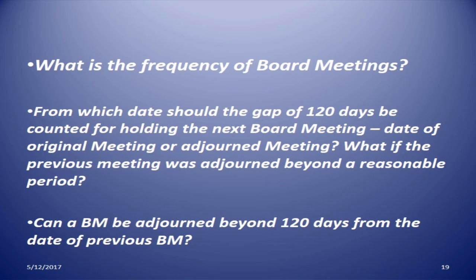Suppose a company holds its first board meeting on 1st of January. This meeting stands adjourned. The quorum is not there. This meeting stands adjourned to 8th of January. Now the next board meeting has to be called by the company within 120 days of the original board meeting. Meaning thereby, 120 days shall be counted for the next board meeting from 1st of January and not from the 8th of January.